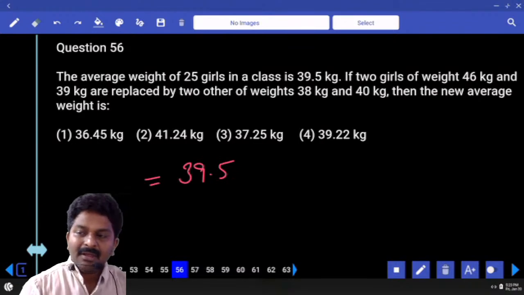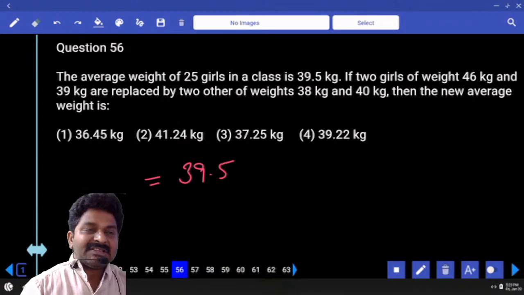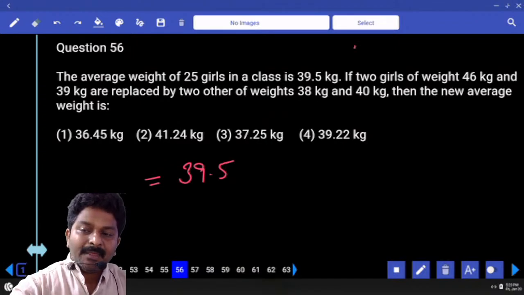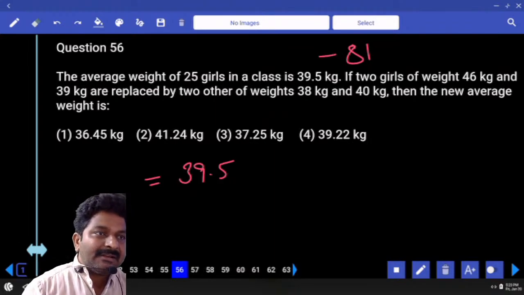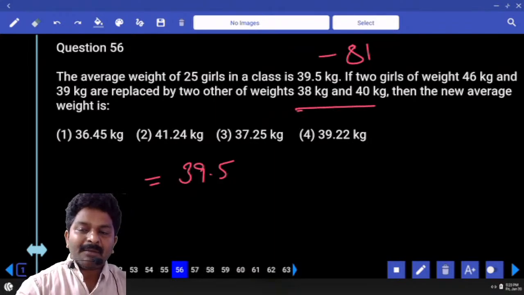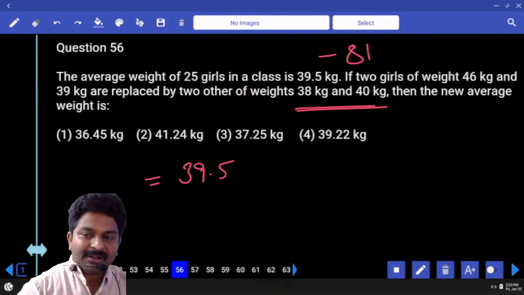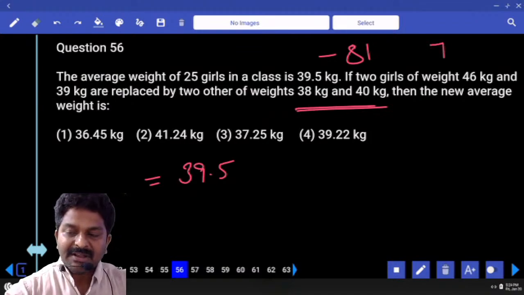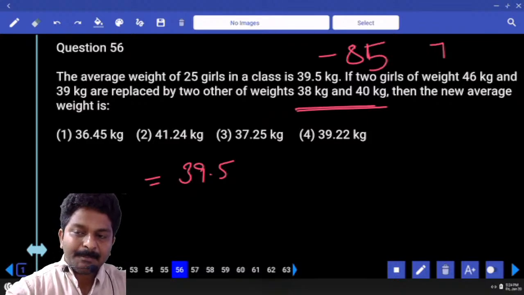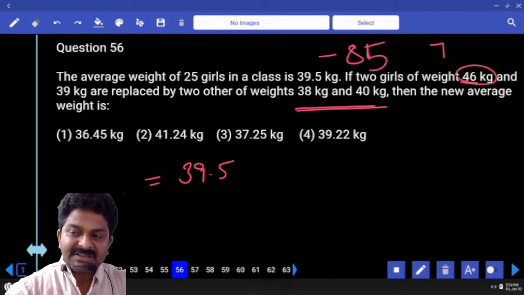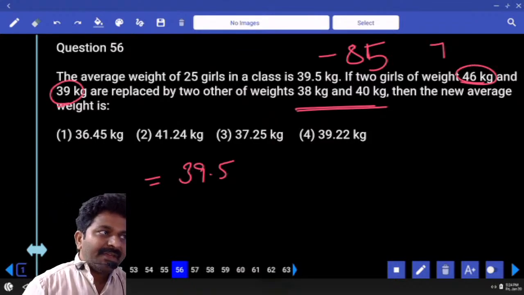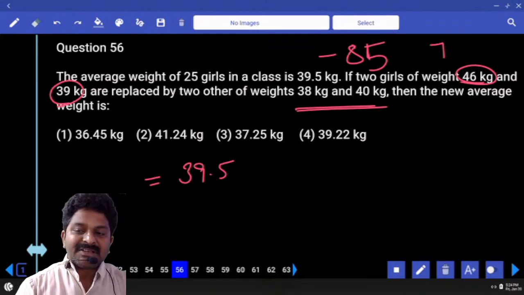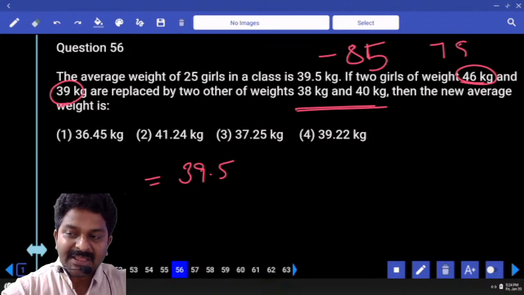Now observe. How much weight is going out? 46 and 39. What is the sum? 81. 81 is going out, correct? And then 2 people are coming whose weights are 38 and then 40, which means 70. Oh, sorry, this is 85, right? 46 and 39, which is 85. 85 kg going out, and how much is coming? 38 and 40, which is 78.